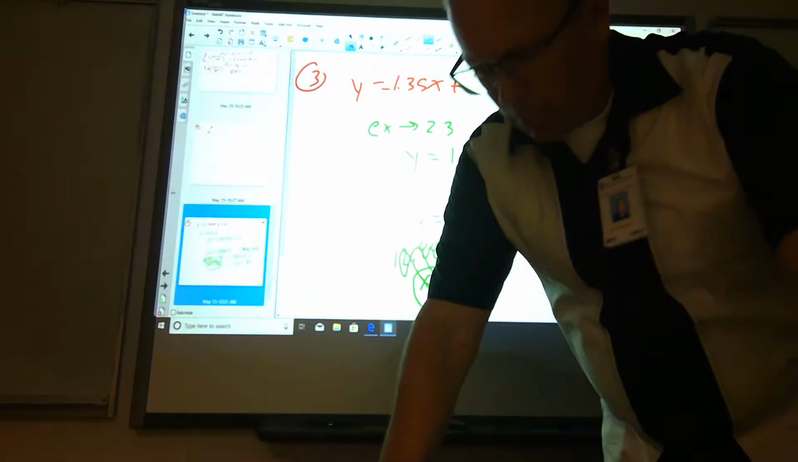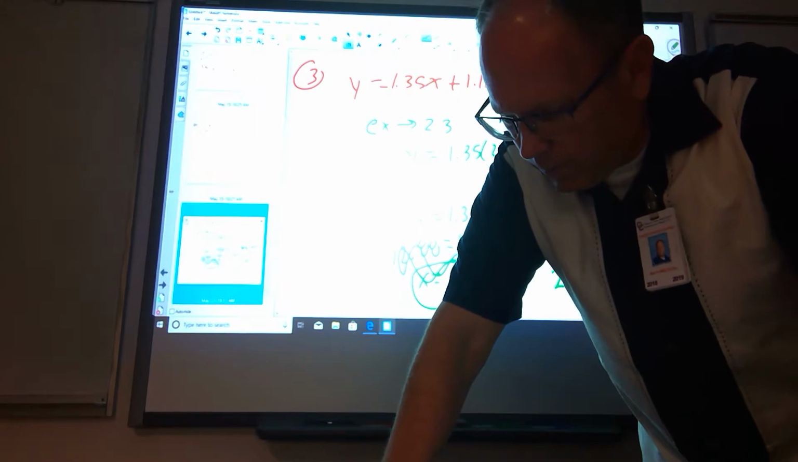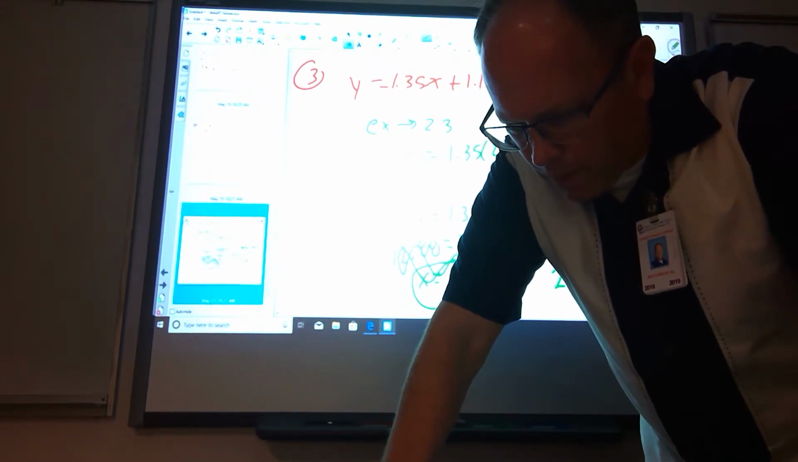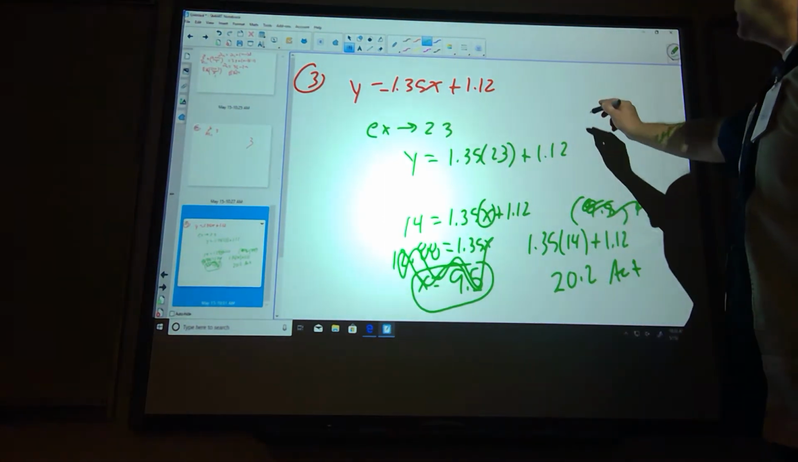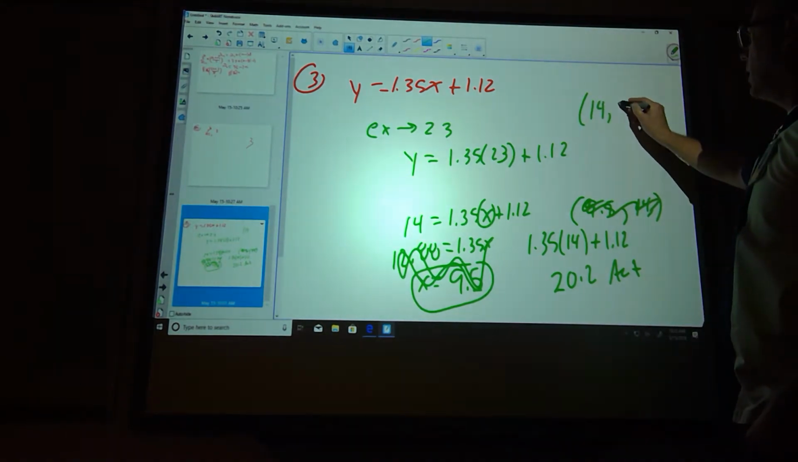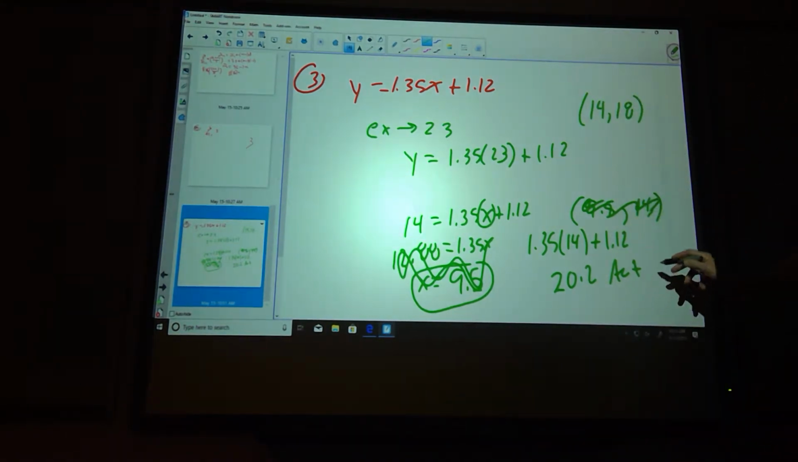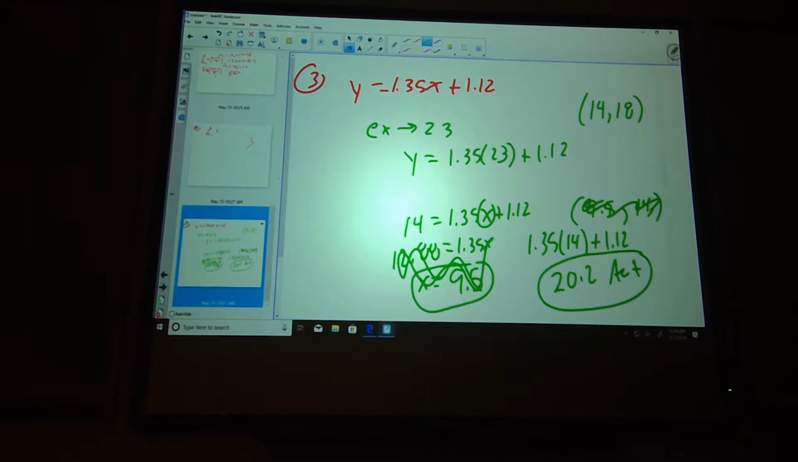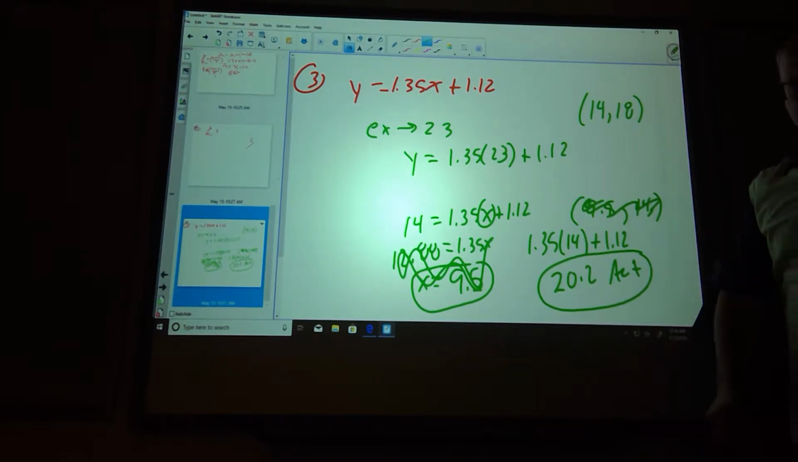All right, did someone get a 14 on the Explorer? Yeah, the data showed a 14 on the Explorer. They got an 18, whereas our equation showed that if you got a 14, you should have got a 20.02. So how far off are they? 6.2 off, or 2.02 off? 2.02. Is that right? Cool. That's about it.